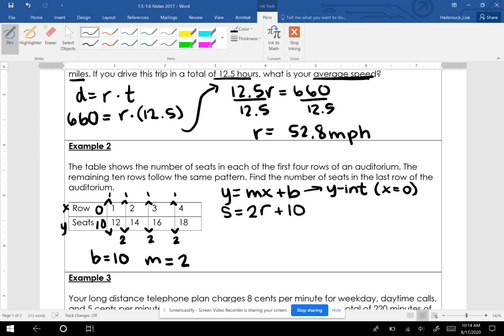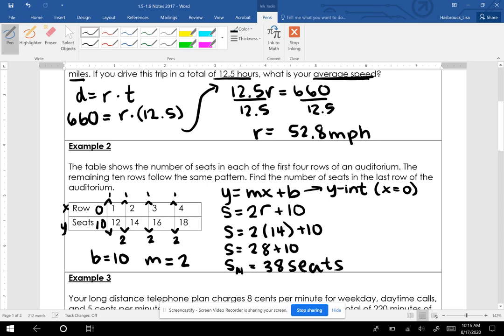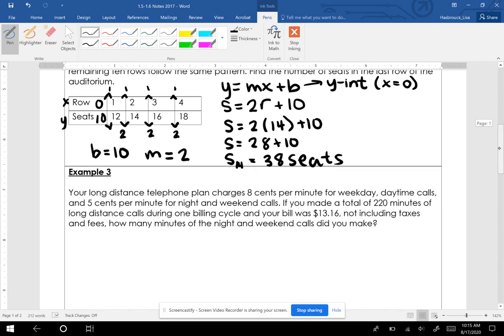Okay. So there's 10 more rows after these first 4, because it says the remaining 10 rows follow the same pattern. This tells me if there's already 4 rows and then there's 10 more on top of that, we have a total of 14 rows. So to find out how many seats are in that row, I will substitute r with 14. So I get 28 plus 10, which means that that 14th row has 38 seats. And we're done. Let's go ahead and look at the next word problem.